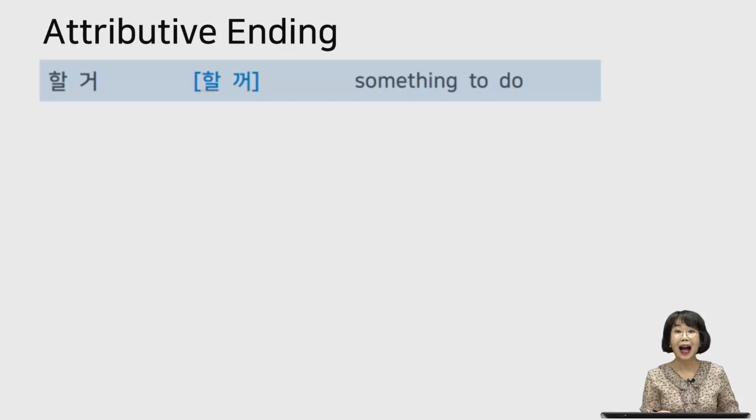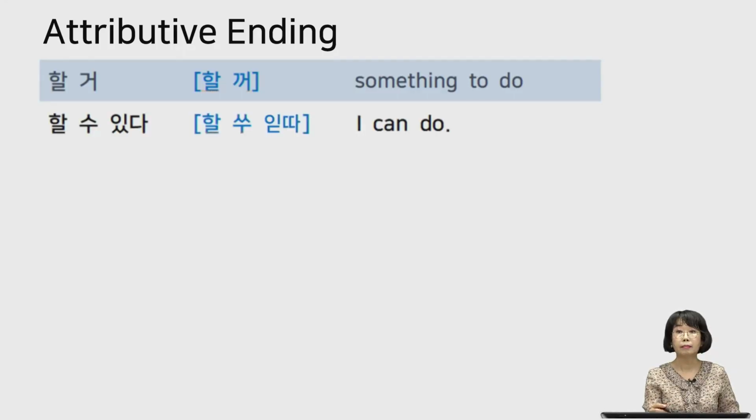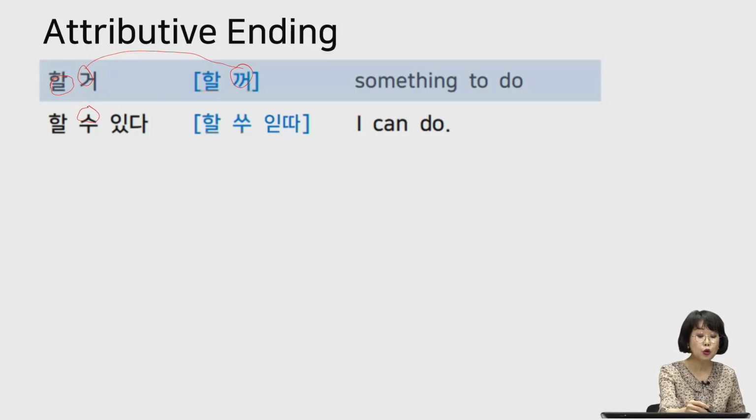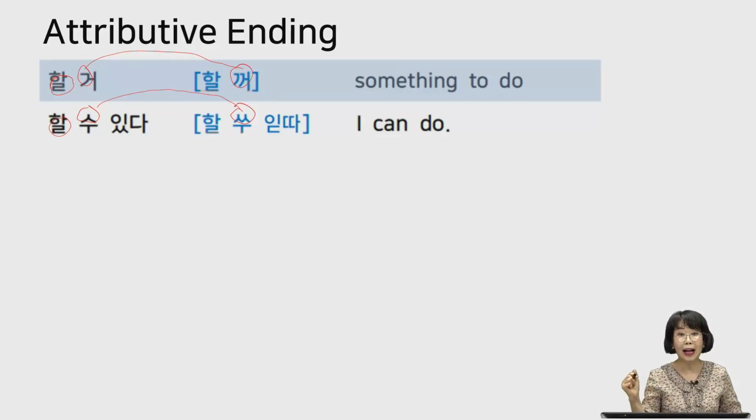Attributive ending 할 거. Something to eat. 할 수 있다. 할 거. Under the influence of the attributive ending ㄹ, ㄱ changes to its tense sound ㄲ. Plain to tense sound. 할 수 있다. Under the influence of the attributive ending, ㅅ changes to ㅆ. 할 수 있다.